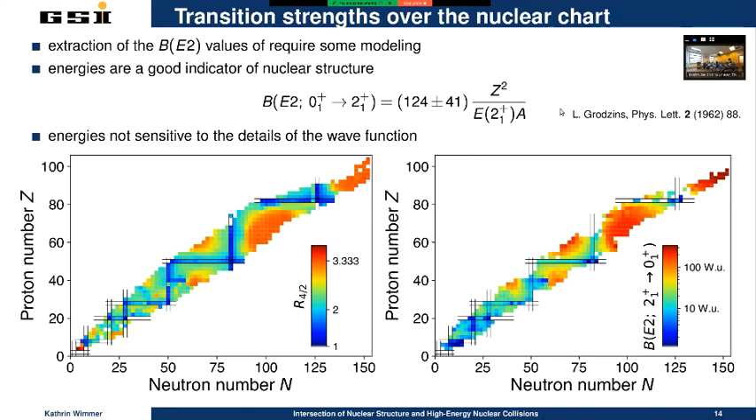So then one can also relate this back to what I said earlier, that already the energy of the first 2+ state tells you a lot. And there's a nice correlation between the B(E2) value and the excitation energy of the first 2+ state, which was figured out by Grodzins in '62. However, these energies alone are not sensitive to details of the wave function. So more experimental observables we get from the B(E2) values. And I have some more examples then about that later in the talk.